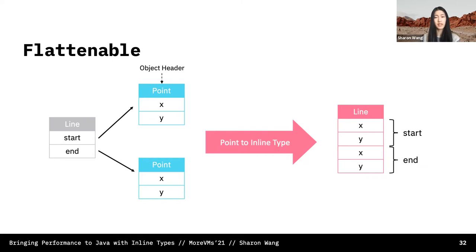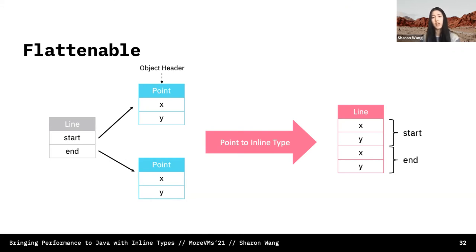Since point is an inline type, it gets flattened inside its container, and we can see that x and y for each point are flattened within line. Inlining the points within line improves cache locality since the data is stored contiguously, and footprint is reduced since we're avoiding some header overhead. It's important to keep in mind that inline types aren't always flattened, since there are cases where flattening doesn't make sense.